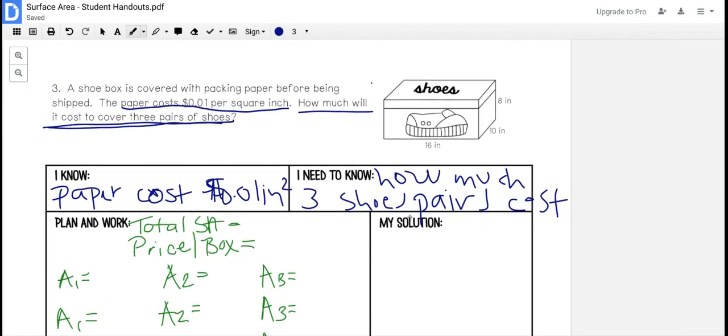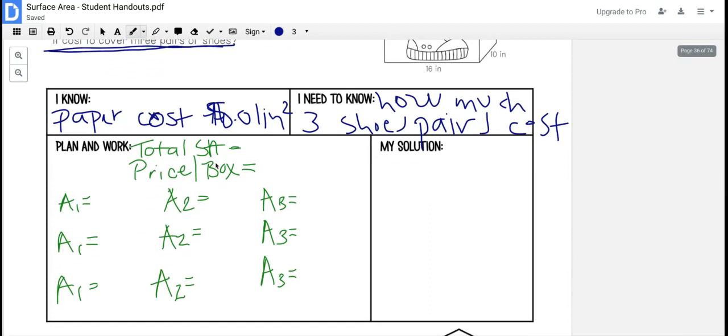So our first area that we are going to do will be the left and the right. So the left and the right sides are 8 inches by 10 inches. So we'll do 10 times 8. And we know that 10 times 8 equals 80.